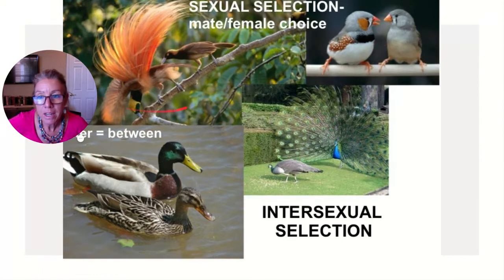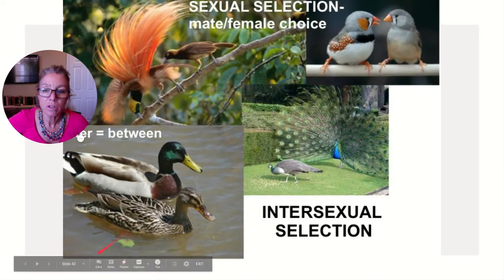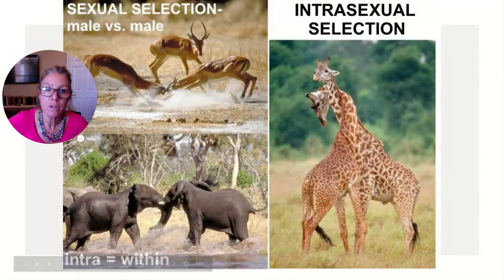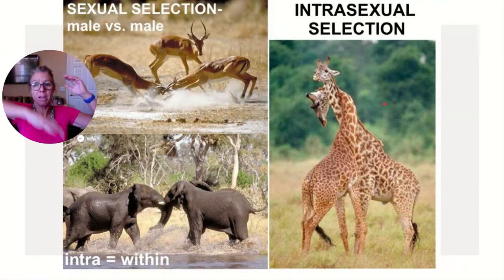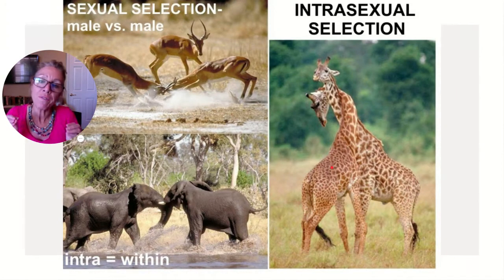And you can see right here that the female is doing the choosing, and the male needs to look real pretty or be able to look real strong. Whereas here you can see examples of intrasexual selection. These are two giraffes fighting, and they are lethal, throwing neck blows at each other, right? The deal is you don't want to fight so much.